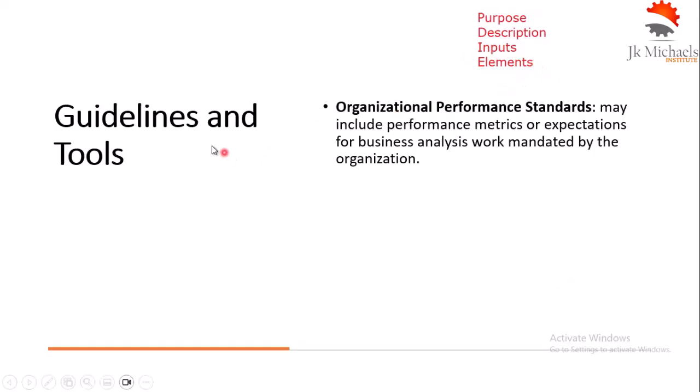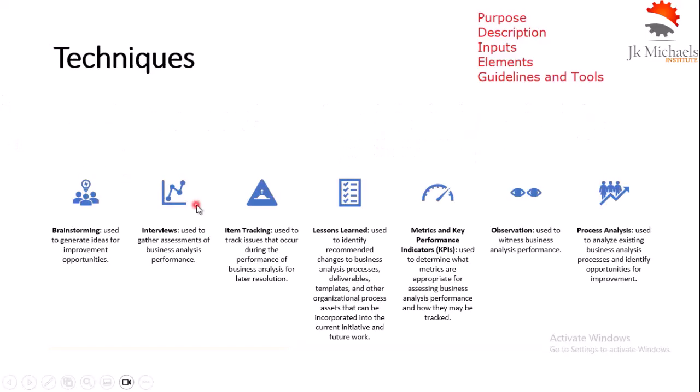For guidelines and tools, we have, of course, the organizational performance standards. The organization will have standards that are recommended or expected for business analysts and BA work, right? So for guidelines and tools, we want to always refer to these KPIs, these standards. And they will often include performance metrics or expectations for business analysis work when mandated by the organization. These are going to provide guidance. Let us know when we are performing well. Let us know when we need to improve our performance.